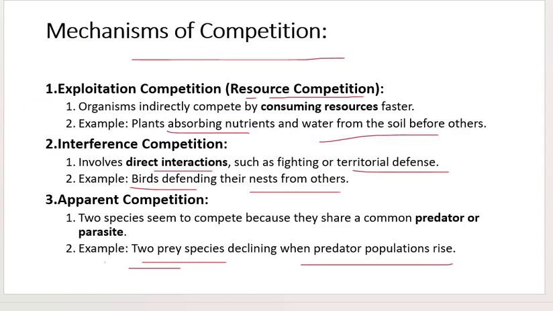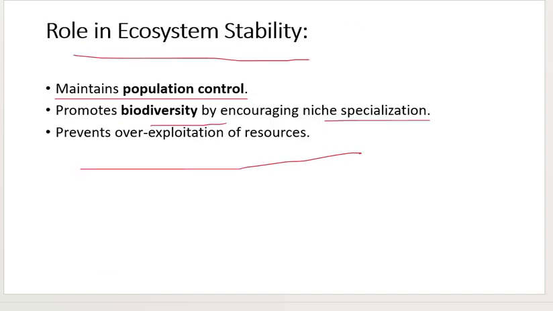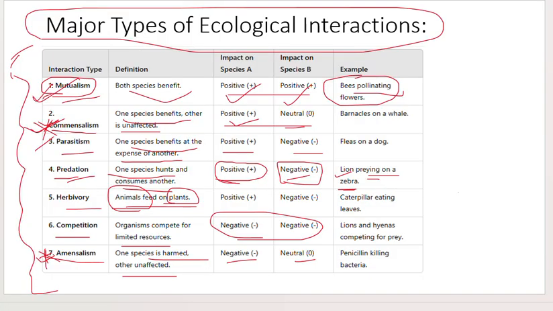This is about competition. Next we will see another interaction. We will stop this class here today. In the next class we'll study the remaining ones: mutualism, commensalism, parasitism. We will study all of them in the next class. So this is all for today.